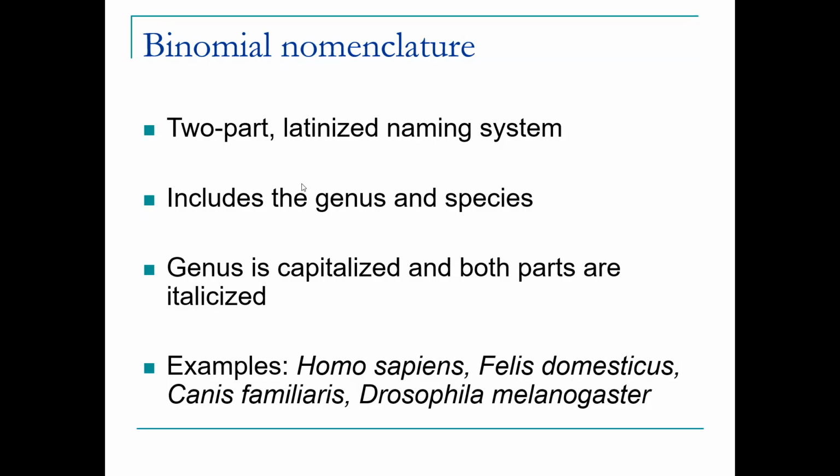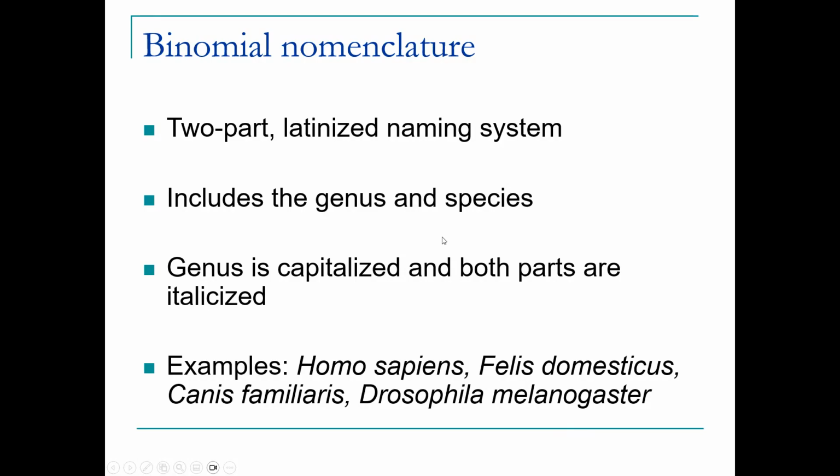Words like cat in English and Spanish and French are going to be different, okay? It's not cat in every language. So we want to have this universal language in science, and for organisms, that's going to be binomial nomenclature. That Felis domesticus, that's your basic house cat. It doesn't matter what country you're in or what language is spoken, a house cat is always going to be Felis domesticus. Our scientific name is Homo sapiens. A dog is Canis familiaris. This Drosophila melanogaster here, that is your fruit fly that we studied in genetics.